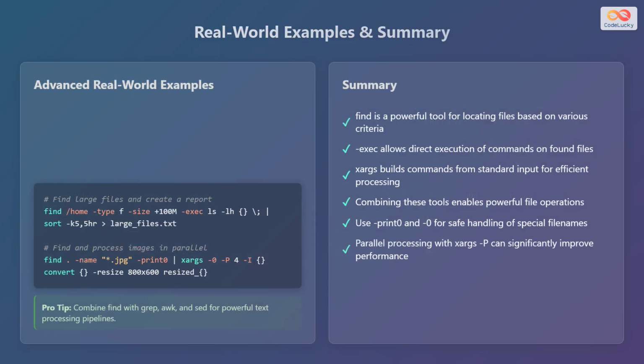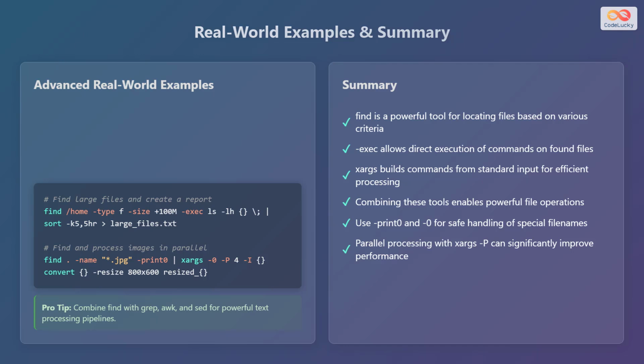Let's explore some real-world examples and a summary of what we've covered. To find large files and create a report, you can use the command find /home -type f -size +100M -exec ls -lh {} \; | sort -k5 -hr > large_files.txt. This command finds all files larger than 100 megabytes in the home directory, lists them with detailed information, sorts them by size, and saves the results to a file.